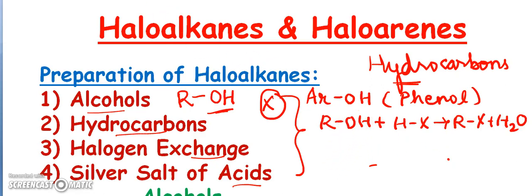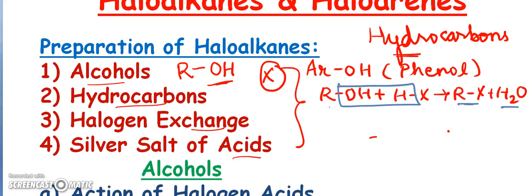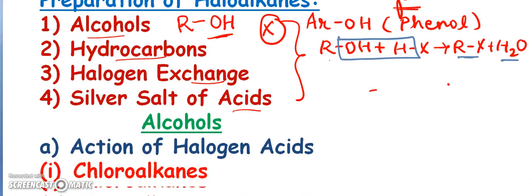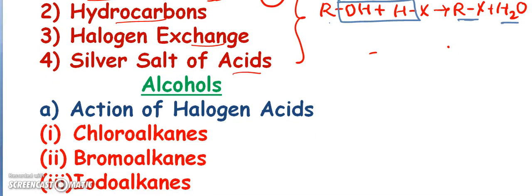So what happens here? A water molecule is generated. You can see here H and this OH combine and form the water molecule, and R and X combine and form the haloalkane. So in the method for the preparation of haloalkanes from alcohols, we prepare chloroalkanes, bromoalkanes and iodoalkanes.